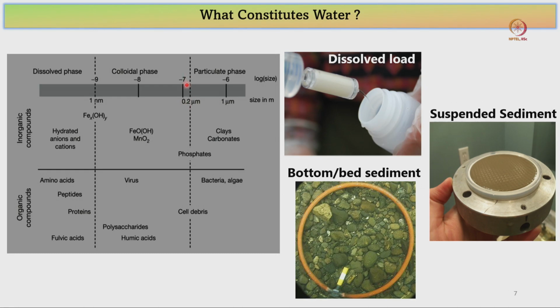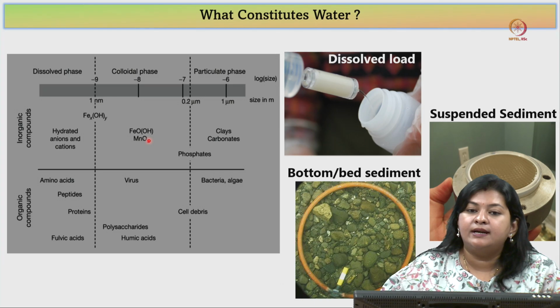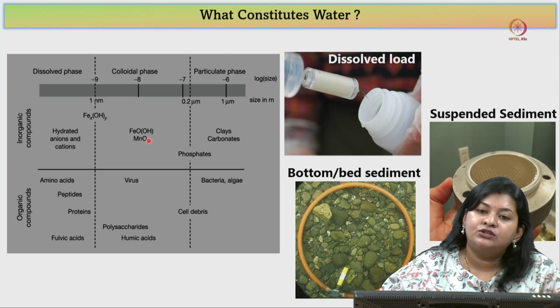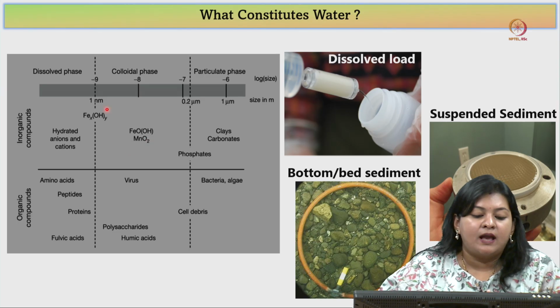Now, there is another phase called the colloidal phase. What are colloids? They are mainly larger, complex molecules. Some metals prefer to be in the colloidal phase. For example, iron is an extremely important element in terms of understanding and controlling water and its quality, and it likes to remain in the colloidal phase.